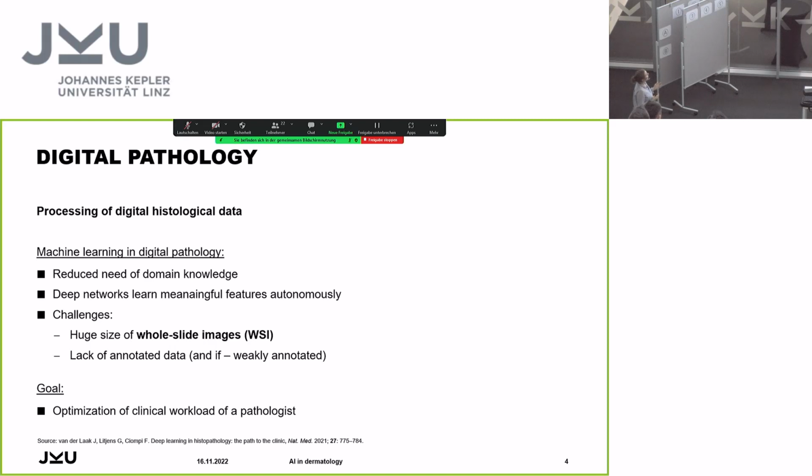So the goal of computational pathology is to optimize the clinical workload of a pathologist. That means we do not want to replace a pathologist, but really want to help a pathologist in saving time and also making better diagnoses.